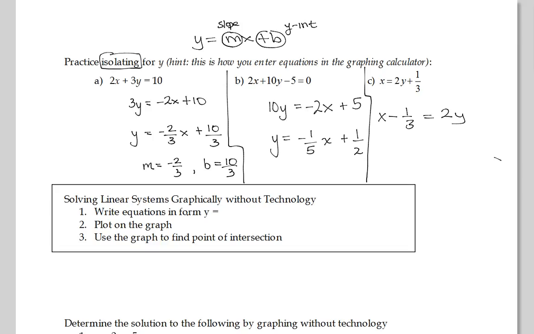So stare at that equation for a second and just try to figure out what I did. I'm trying to isolate the term involving y. So I want the 2y to be by itself. So I just subtract 1/3 on both sides. Now what do I got to divide by? You got to divide by the coefficient in front of y.